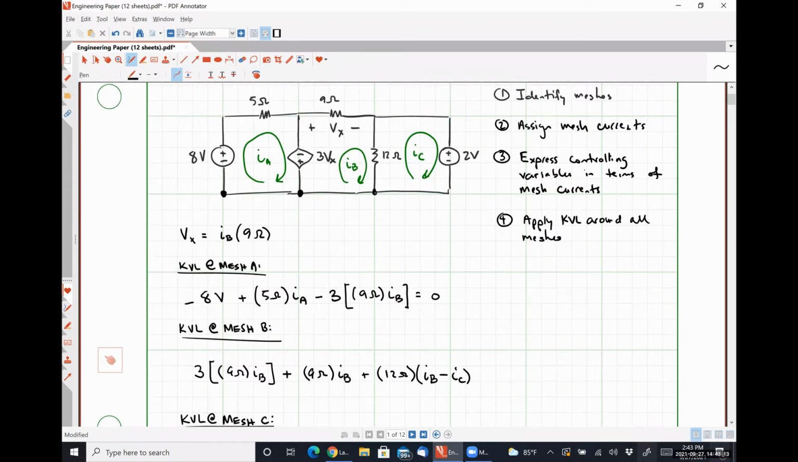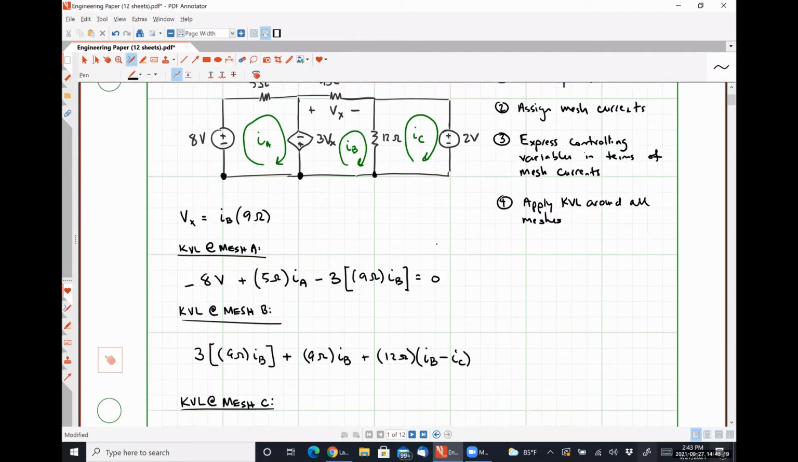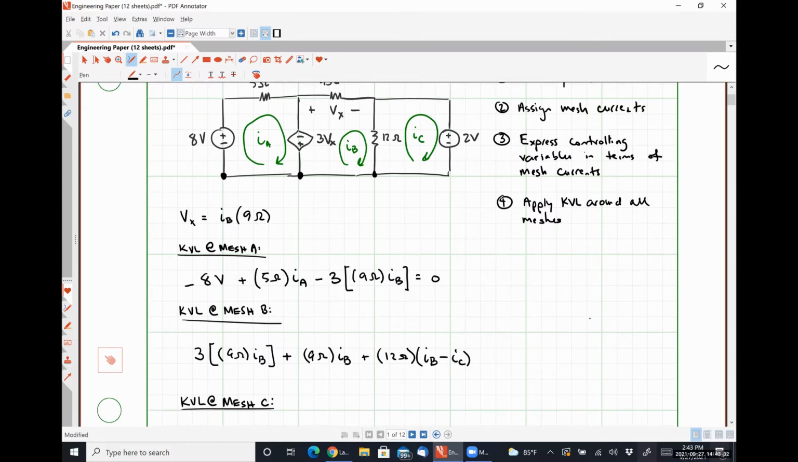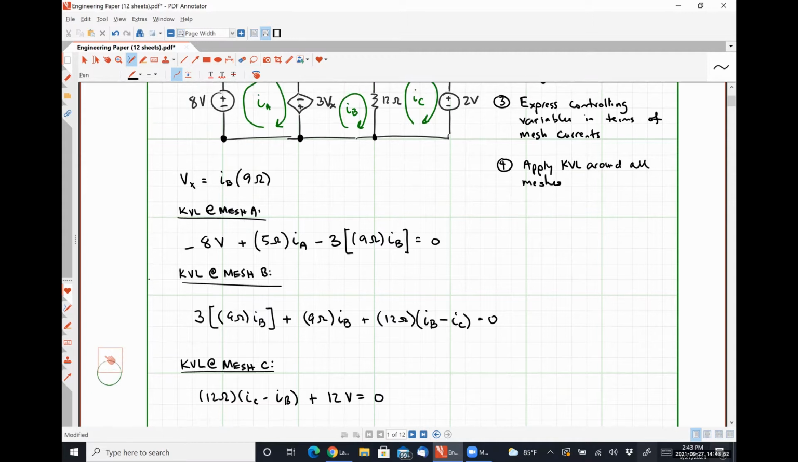the first thing we see is that same 12 ohm resistor. But now, since we're following IC around its clockwise path, it's going to get the positive sign. IB is flowing in the opposite direction, so it gets the negative sign. And so we get 12, oh, excuse me, this guy was set to 0. 12 ohms times IC minus IB plus 2 volts is equal to 0. Sorry, 2 volts, thank you.